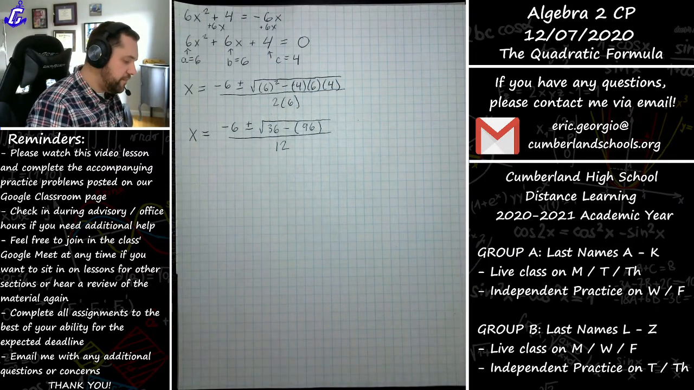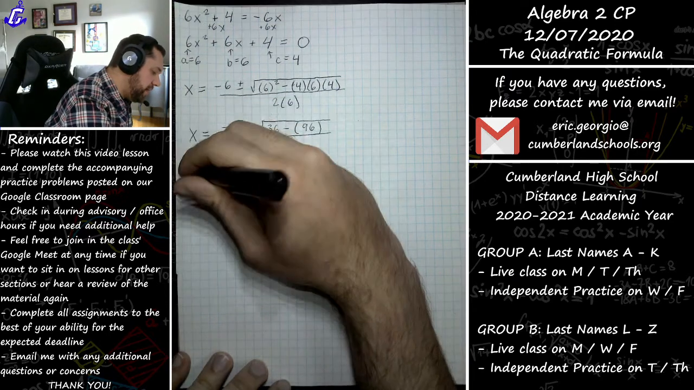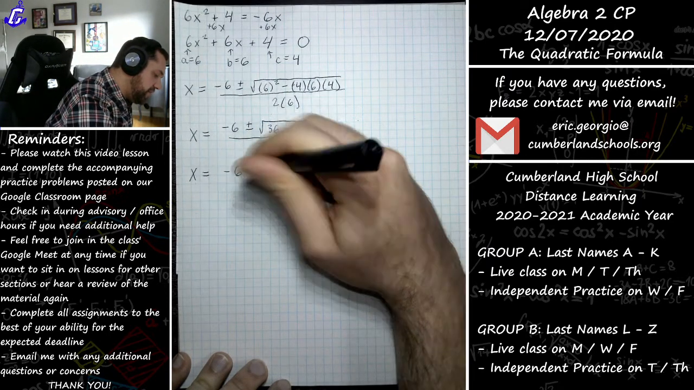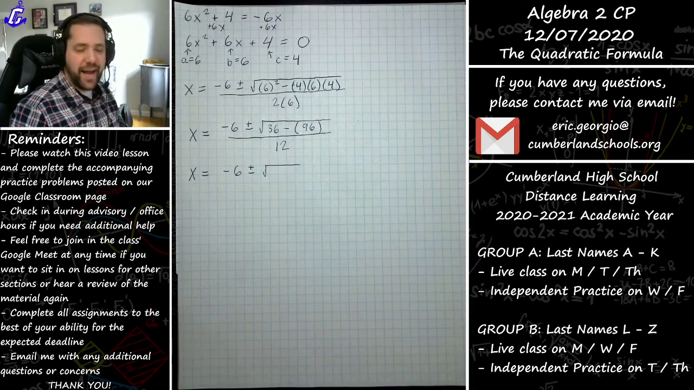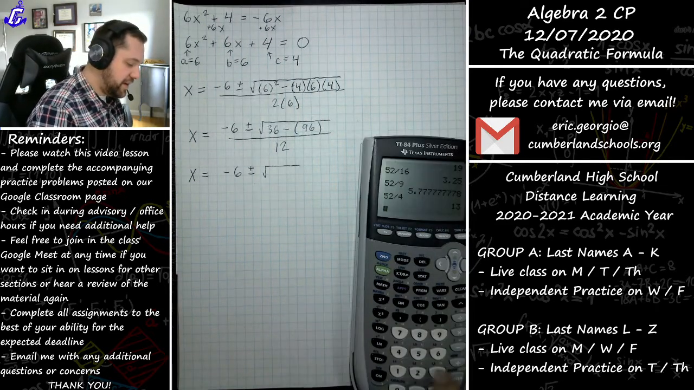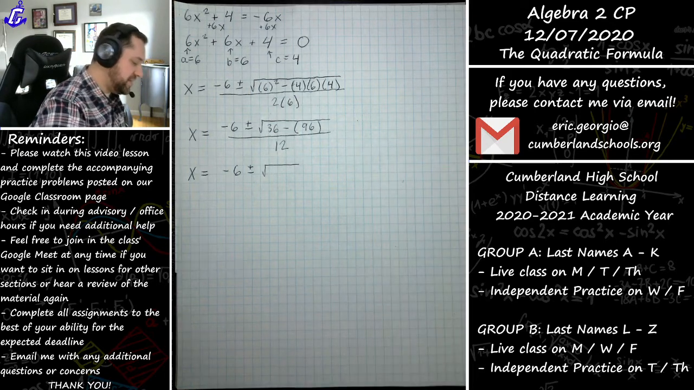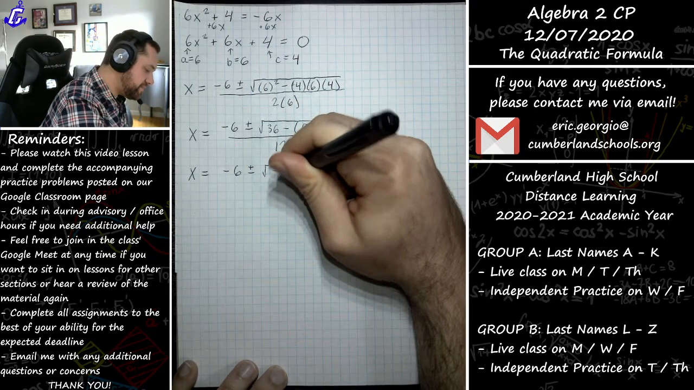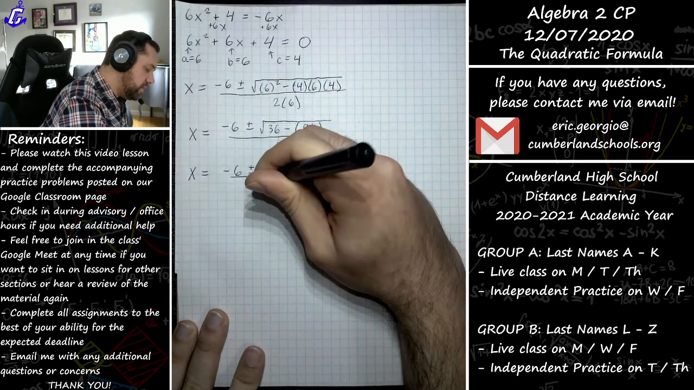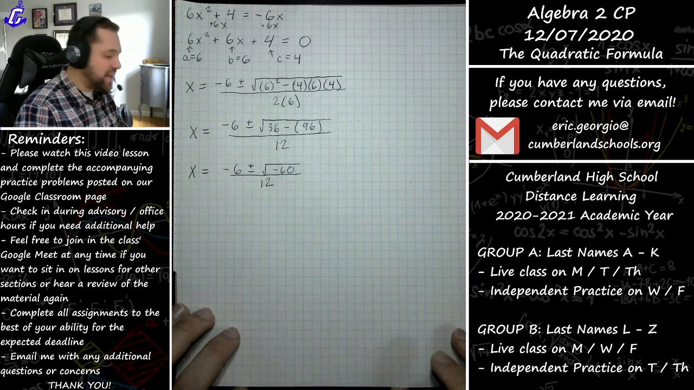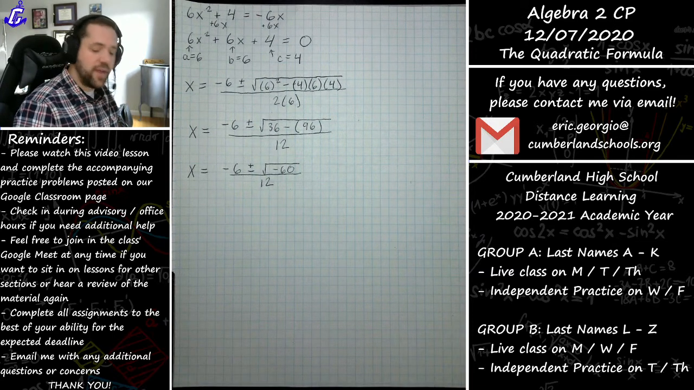Did everybody see that? Going forward, we'd say x equals negative 6 plus or minus the square root of 36 minus 96. If you need a handy dandy calculator, that's totally fine. I don't know why I keep shutting off, like coincidentally, right as I reach for it. 36 minus 96, do you notice that? We get negative 60 all over 12. The square root of negative 60. Not a perfect square.